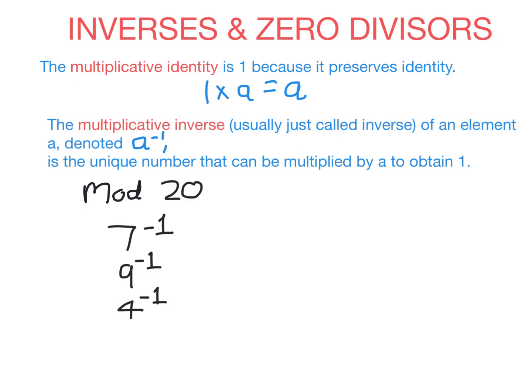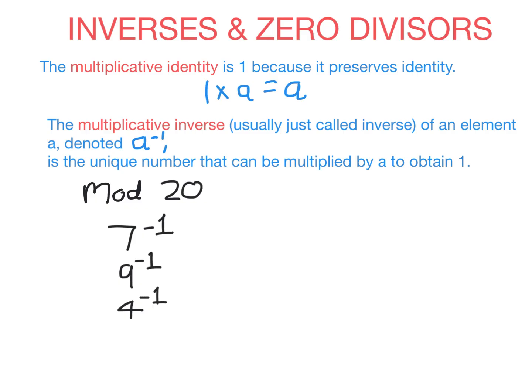Thank you so much for tuning into this video in which we will look at inverses and zero divisors. More specifically, we're looking at multiplicative inverses. To understand them, we need to look at the multiplicative identity. That's always 1 modulo n. It doesn't matter what n is, whether it's mod 2, mod 3, the multiplicative identity is 1.